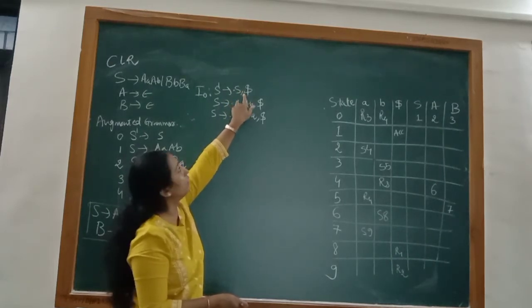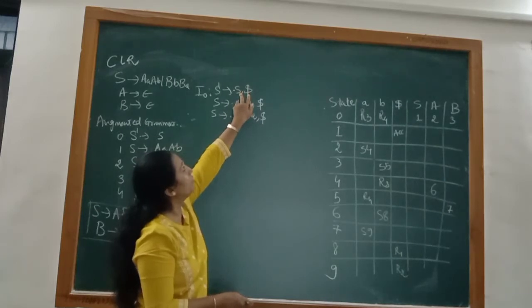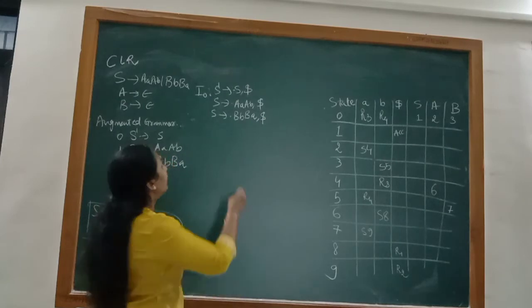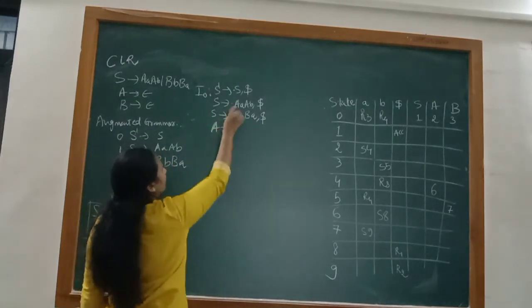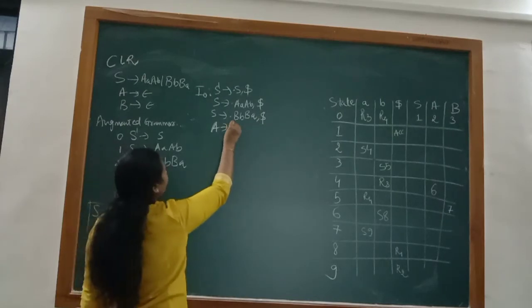Okay, so here the next symbol is absent. So from these two, the first of this symbol is a dollar itself, so we include the dollar. Okay, now we got the non-terminal A, so include the production of A. Production of A is A to null.